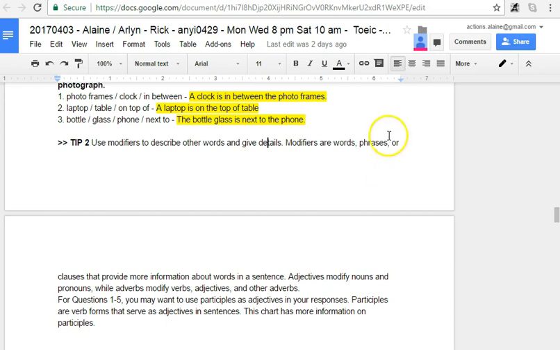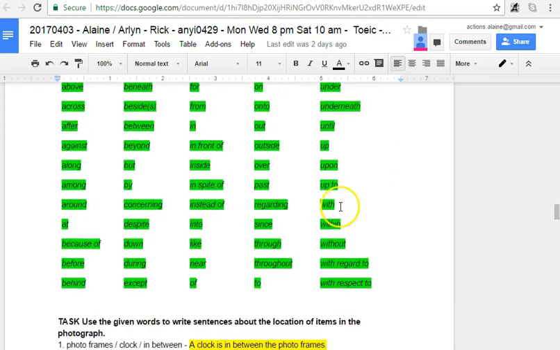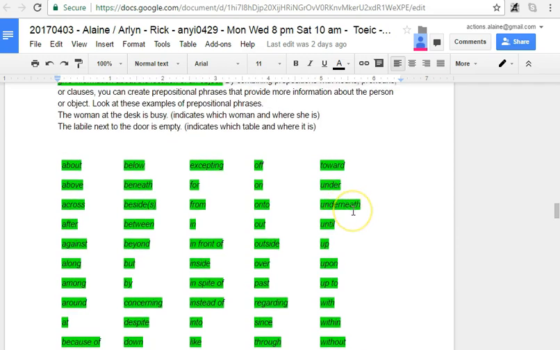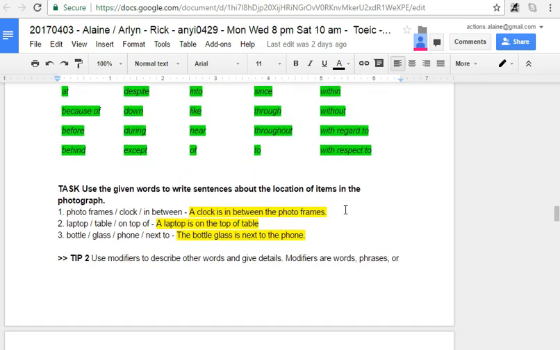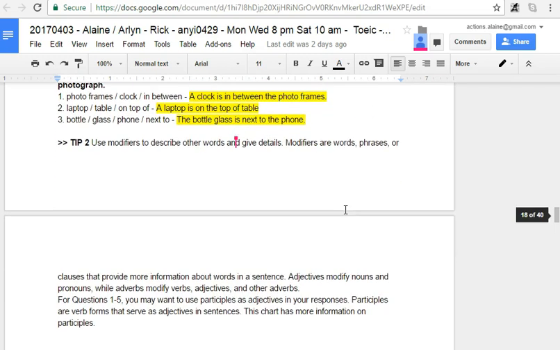All right, so we are done with tip number one. As you can see, I have provided you lists of preposition words, right? Now, let us see what tip 2 is about. Could you read that for me? Use modifiers to describe other words and give details.